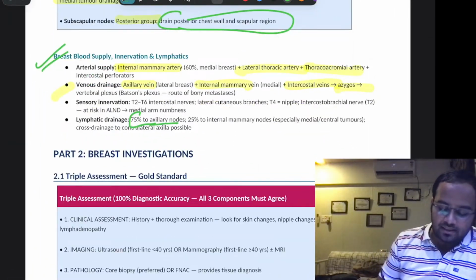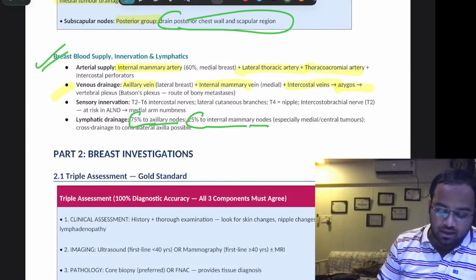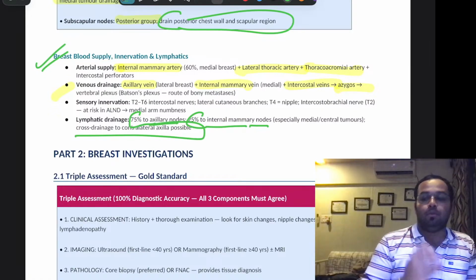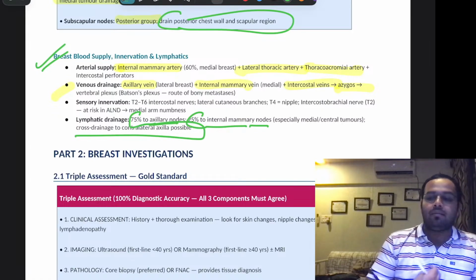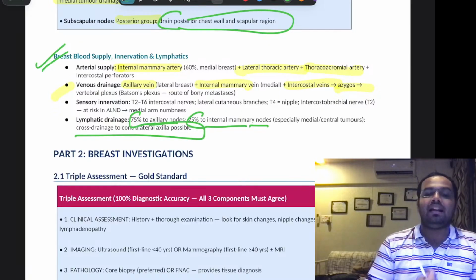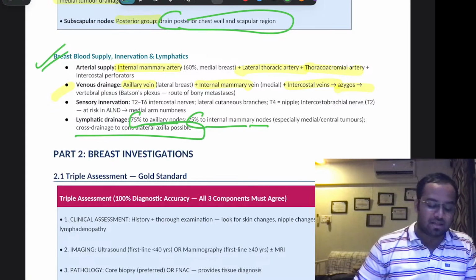Lymphatic drainage: 75% to the axillary nodes, 25% to the internal mammary nodes, and cross drainage might also be present. So most of the times the medial tumors might metastasize to the contralateral side. So many times there might be cross metastasis, which is very much important for you to know.